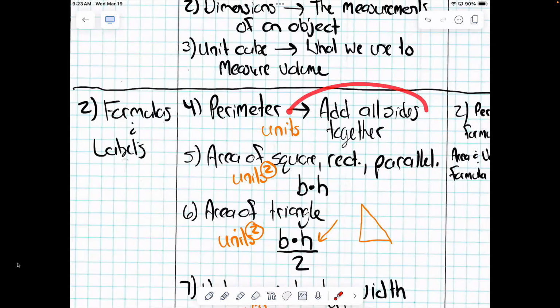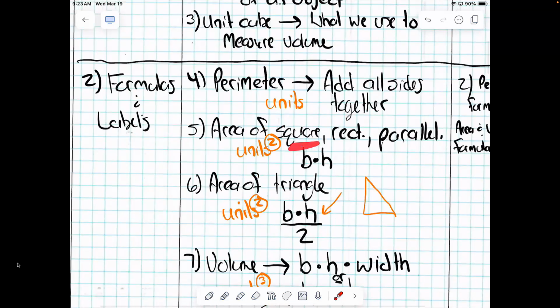All right, perimeter. How do you find perimeter? Go. Add the sides together. Love it. How do you find the area of a square, a rectangle, or a parallelogram? Base times height. How do you find the area of a triangle? Base times height divided by 2.